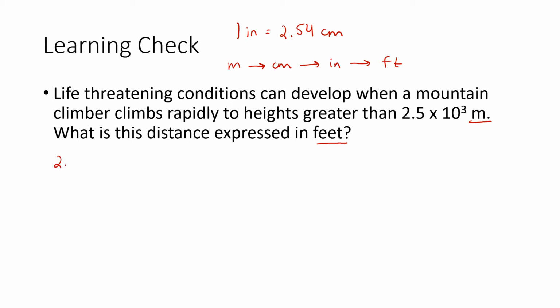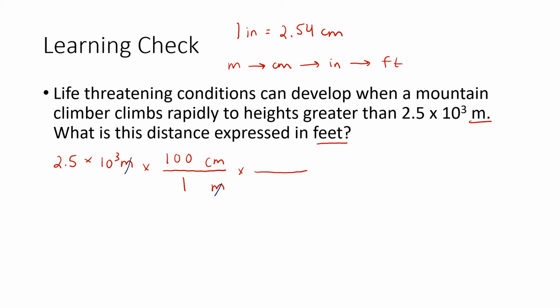So if we start with what we are given, 2.5 times 10 to the third meters, we can think about our unit prefixes. We're going from meters to centimeters. The larger unit is the meter, so we'll call that 1. And then there's 100 centimeters in 1 meter. If we were to stop here, our units of meters would cancel and we'd be left in centimeters. But we're going to keep going.